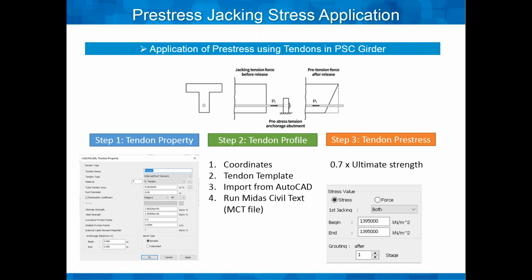And for calculating the losses, we first start with the tendon property, and then we apply the tendon profile information using the tendon properties. After that we tell the program how much pre-stress, the jacking stress, is to be assigned for each tendon. Usually, as per most of the standards, it is 0.7 to 0.75 of the ultimate strength provided in the properties of the tendon. So it's a three-step procedure, and let's go ahead and apply the tendon.